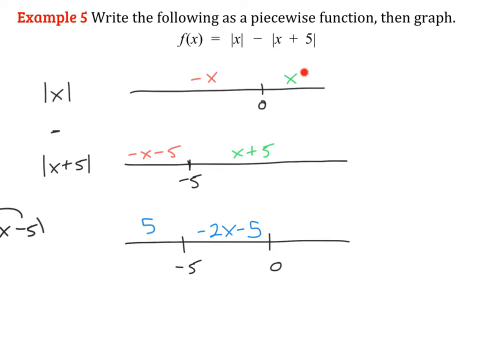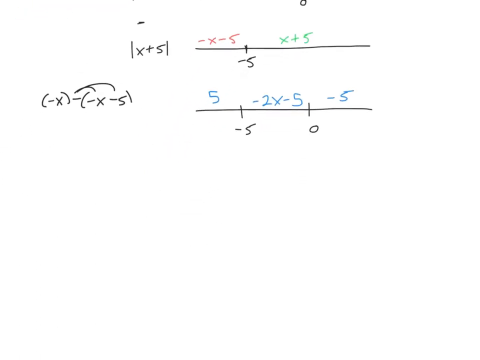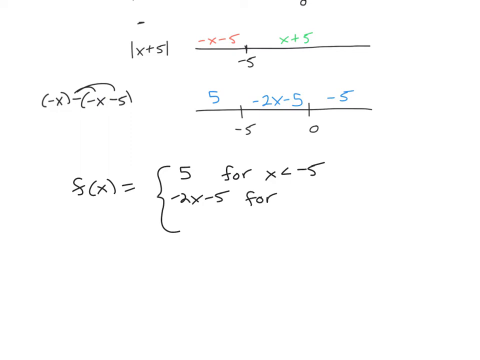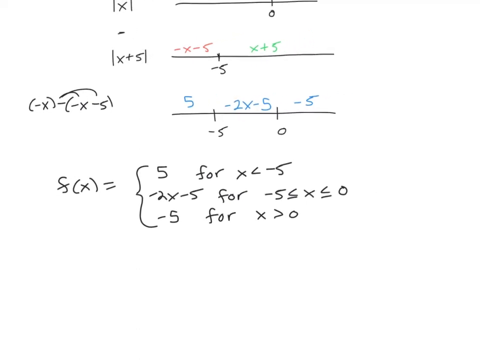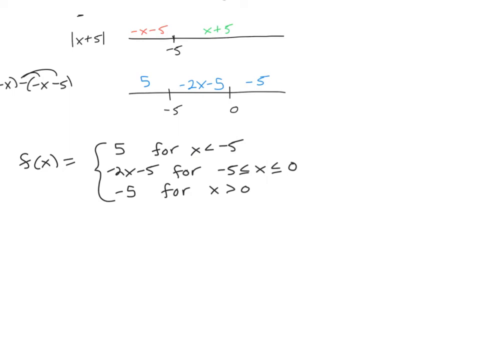For my last zone, I'm doing x minus x plus 5. x minus x is 0, minus 5 is negative 5. So these different functions will define my piecewise function. So I have f of x equals 5 for all x values less than negative 5. Negative 2x minus 5 for all values between and including negative 5 and 0. And then the constant function negative 5 for all x values greater than 0. So now all we have to do is graph it.